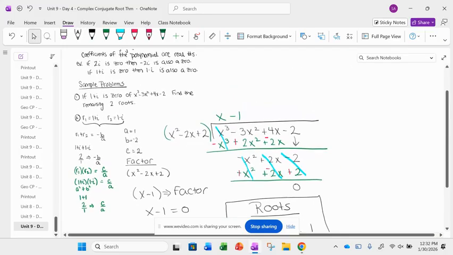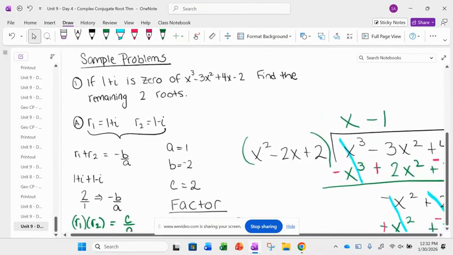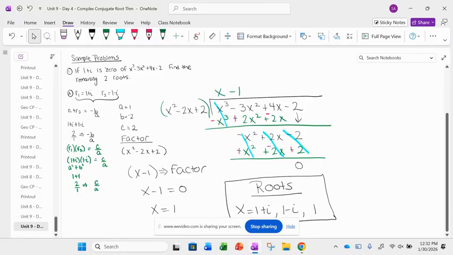Does anybody have any ideas how else, looking back at this problem, we could have found the remaining roots? Well, we already knew 1 plus i was a root, right? We immediately know 1 minus i is a root because the imaginary roots come in conjugate pairs. Any ideas a different way we could have found that third root?